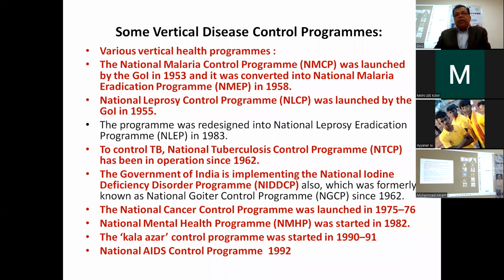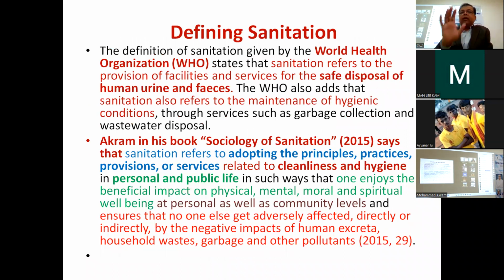Then tuberculosis, again a very serious kind of health threat. We had the National Tuberculosis Control Program in 1962, and this program is again running in multiple formats as of today. Then several other programs: the National Cancer Control Program, the National Mental Health Program, the Kalazar Control Program, and the National AIDS Control Program in 1992. The late 80s witnessed the outbreak of AIDS, and that created great global concerns. The way we could see the COVID-related concerns in the last 2 years, a similar type of situation was there because of AIDS. Although the spread was not that massive, the concern was perhaps just like this or even deeper, right? So these were the specific disease control programs that we witnessed in India.